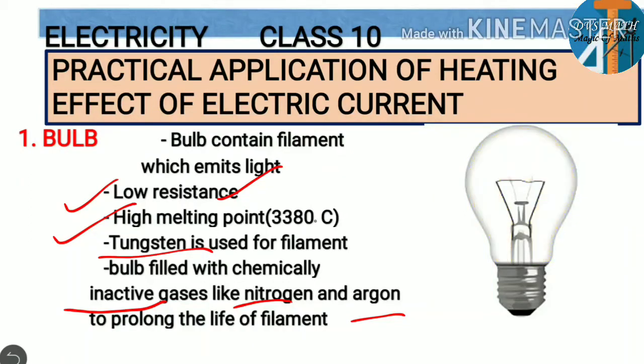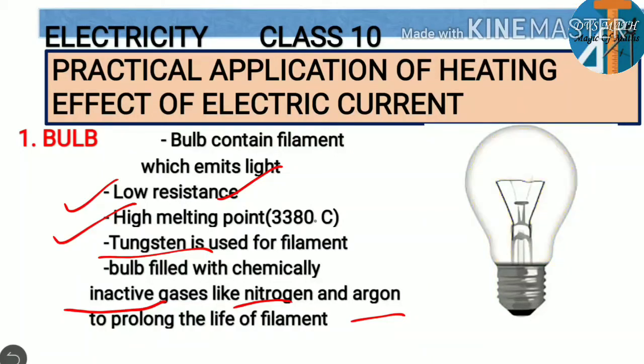These are filled with inactive gases like nitrogen and argon. These nitrogen and argon extend the life period of the bulb, you can remember. So what are the two important properties of the bulb? Low resistance, high melting point.